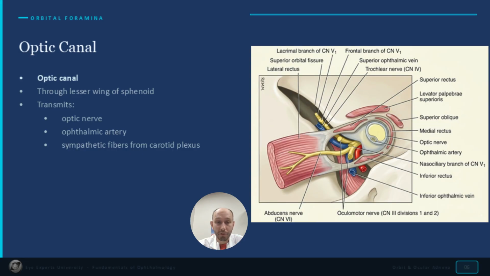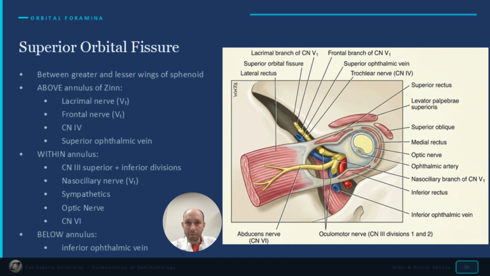Now, this is an important slide with a lot of testable information. This is what goes through the various canals. So for the optic canal, it goes through the lesser wing of the sphenoid, and it's pretty easy. It just transmits the optic nerve, the ophthalmic artery, and some sympathetic fibers from the carotid plexus. Now, the superior orbital fissure is much more interesting and complicated. It is created between the lesser and greater wings of the sphenoid.